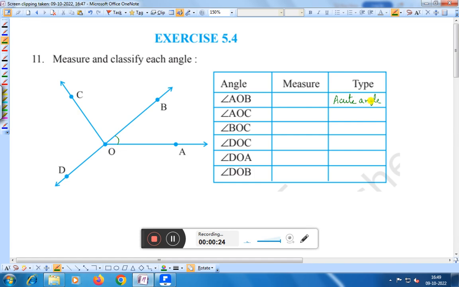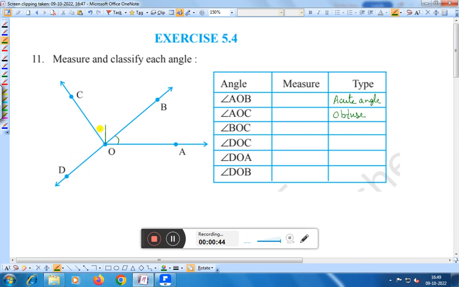By observation also. Now angle AOC, see, this is greater than this because this is 90 degrees. AOC is greater than 90 degrees, therefore it is an obtuse angle. It is an obtuse angle.